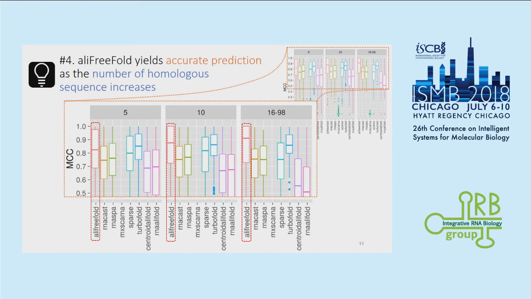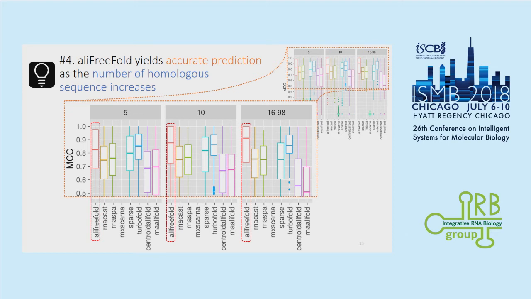As the fourth result, we were interested from the start to see how well all the different approaches are able to take advantage of the increasing number of homologous sequences. So what we did in this experiment, we just increased gradually the number of homologous sequences and computed the MCC for each of those approaches. As you can see here, aliFreeFold is able to consider the increasing number of homologous sequences, which means it is able to consider the growing conservation signal.